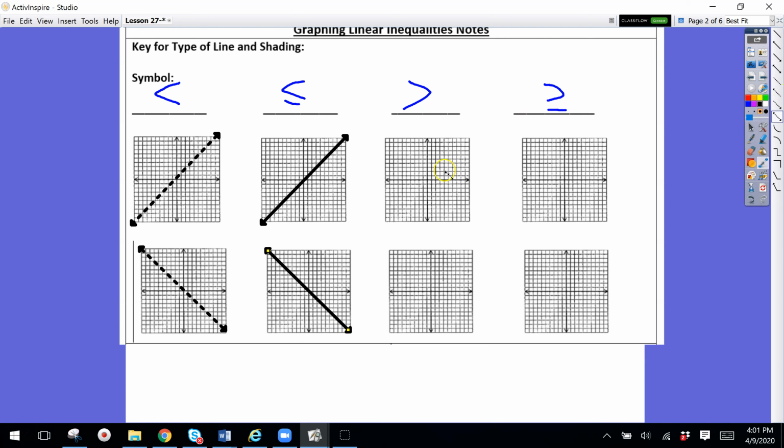If I were to plug in a point and it didn't work, that means you forgot to change the sign or something and you shaded in the wrong place. Well, it's a 50-50 chance. Shade in the other place.